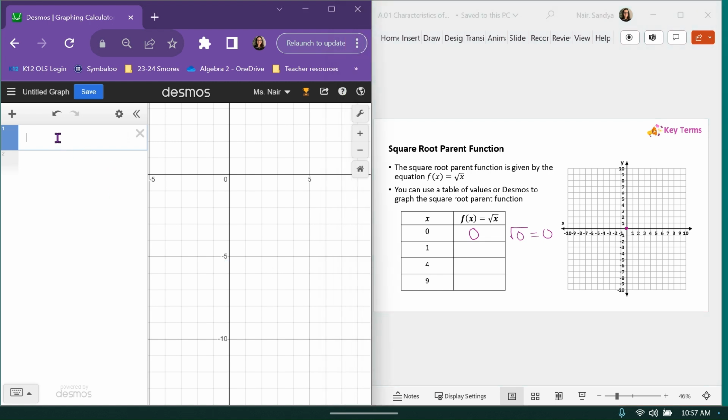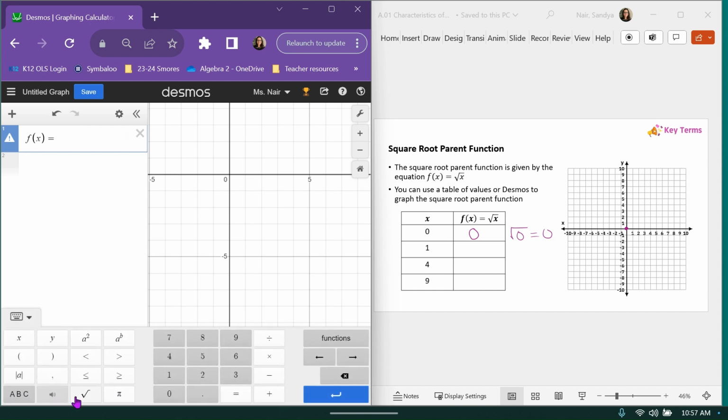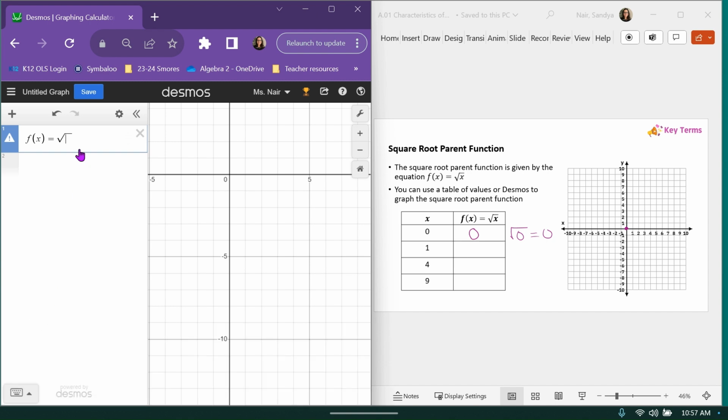If you would prefer to use Desmos, you can just go ahead and type in your function. So you do f of x equals, and then to get the square root, you can type sqrt on your computer and it'll automatically create a square root sign. If you don't like to do it that way, you can go down here to the bottom left and open the keypad. Then you can click this square root button to get the square root also. So there's two ways to do this. And then make sure that you put the x under the square root.